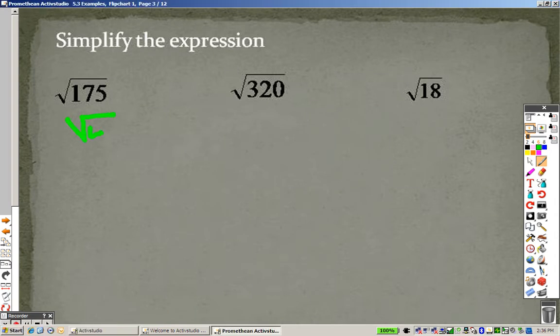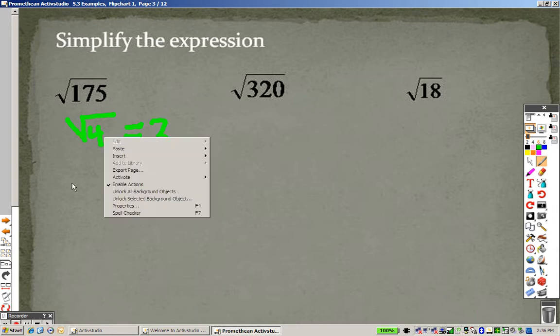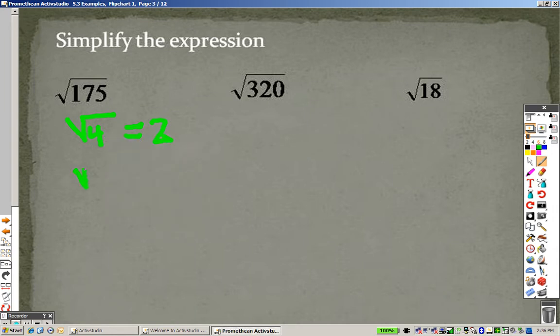You have the square root of 4, and that equals 2. The square root of 9 equals 3. The square root of 16 equals 4. The square root of 25 equals 5. The square root of 36 equals 6. The square root of 49 equals 7. The square root of 64 equals 8.